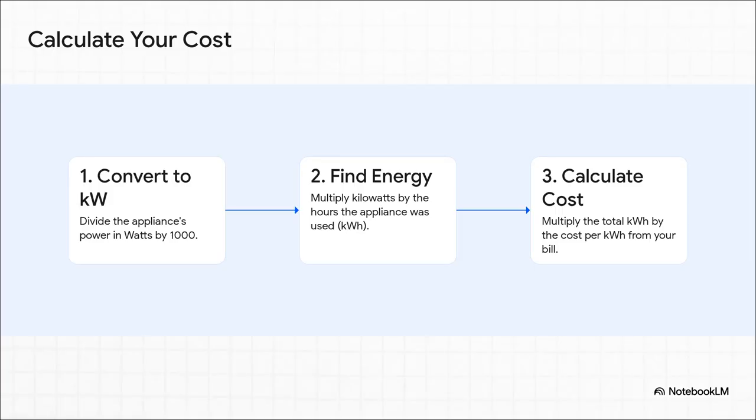So you want to calculate the cost yourself? You totally can. It's a really simple 3-step process. First up, you take the appliance's power in watts and convert it to kilowatts. Just divide by 1,000. Easy. Step 2, multiply that by how many hours you used it for. That gives you the total kilowatt hours. And finally, step 3, you multiply that number by the cost per kilowatt hour, which you can find right on your electricity bill. And just like that, you can figure out exactly how much it costs to run pretty much any device.